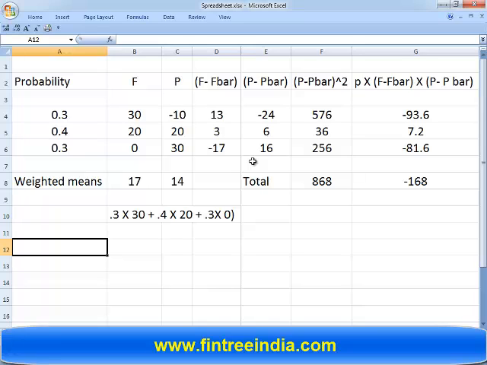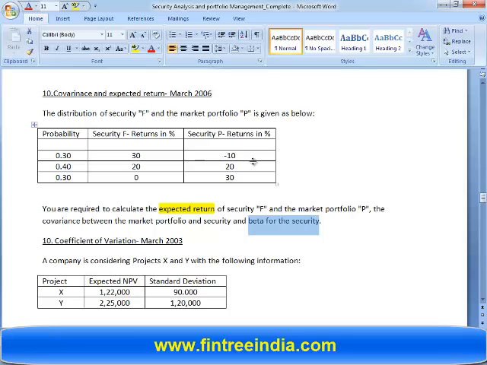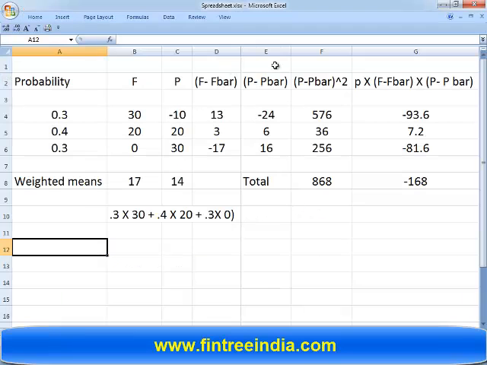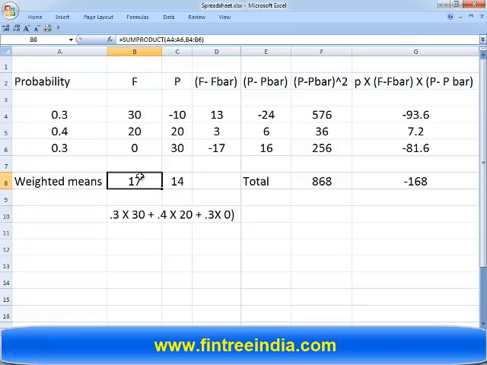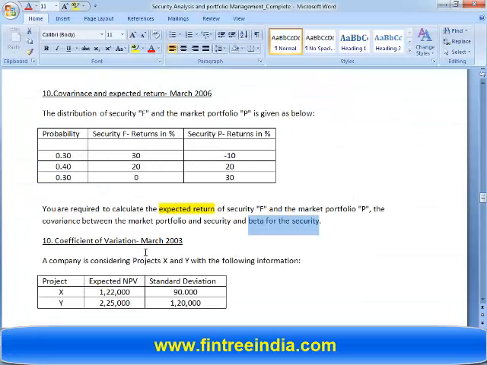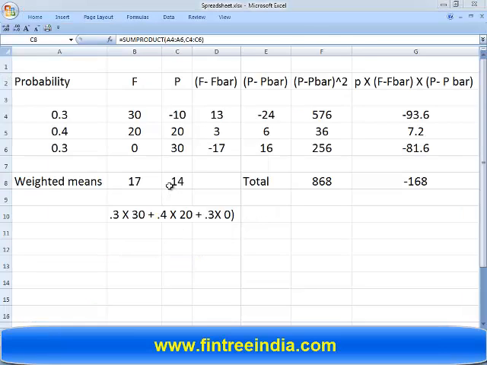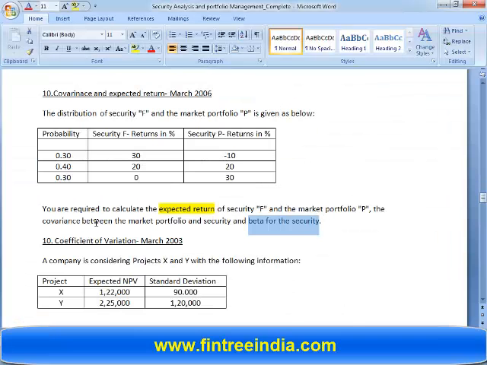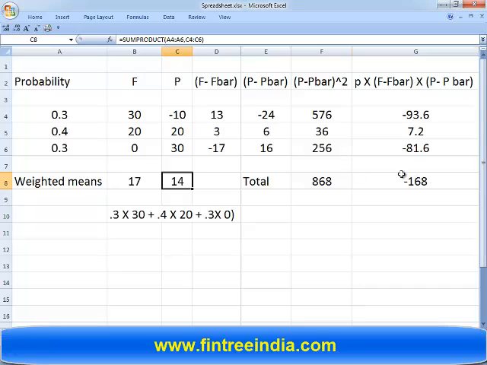Are you done up to this? Okay, Niranjan. Then below that you just have to write down the formula. So we have calculated expected return on security F 17, then expected return on market portfolio P 14. We've done that. Then covariance. So covariance between the two securities is this. So you can just write down the solutions here.